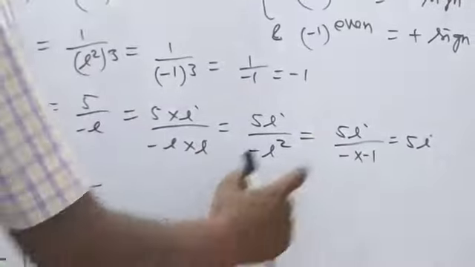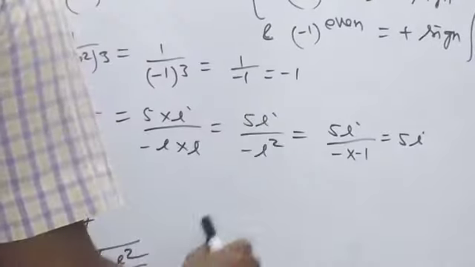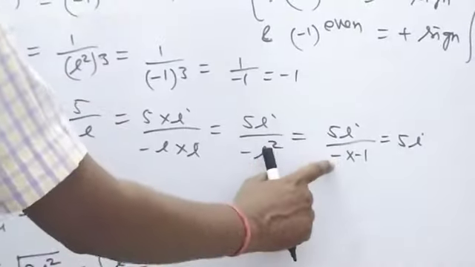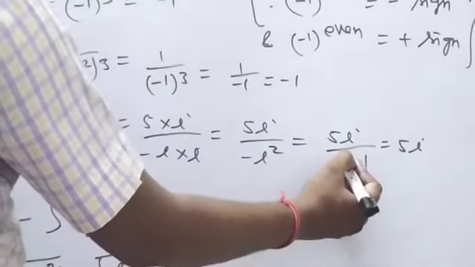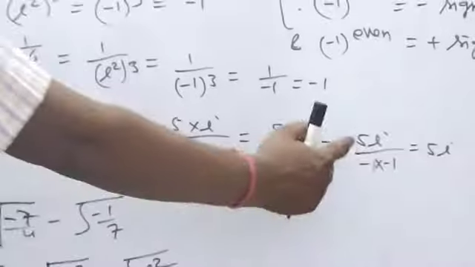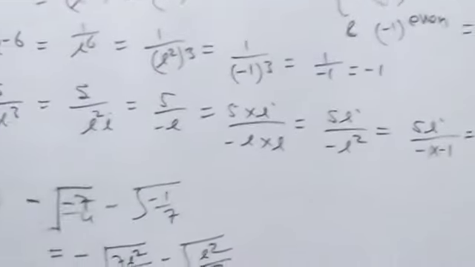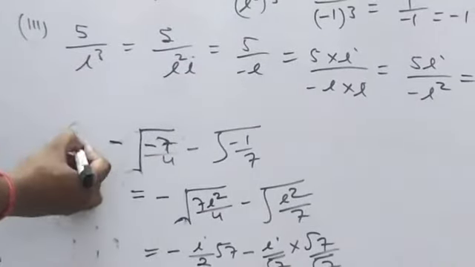Why? Because i square is equal to minus 1. Therefore, 5i upon minus 1 into minus 1, that is plus sign. Then 5i upon 1 is equal to 5i. Now 5i is the answer of 5 upon i cube. Are you understanding? Very good.